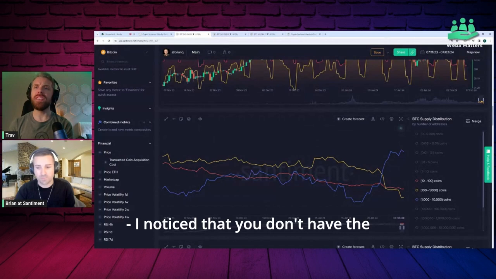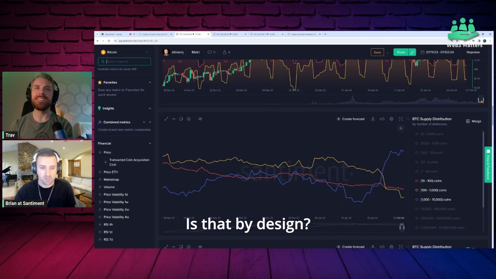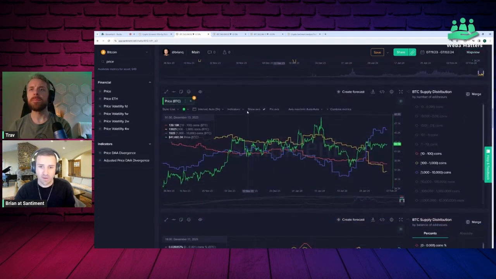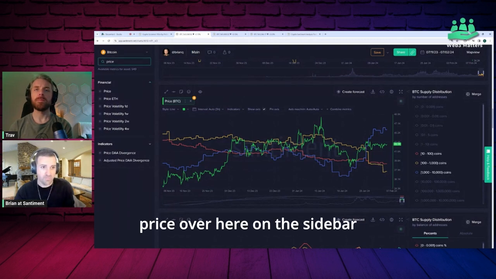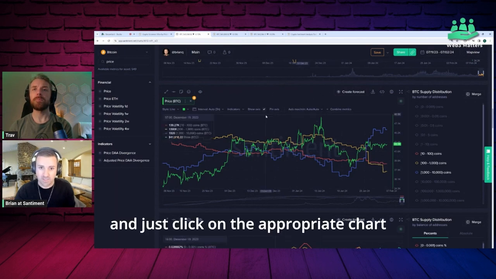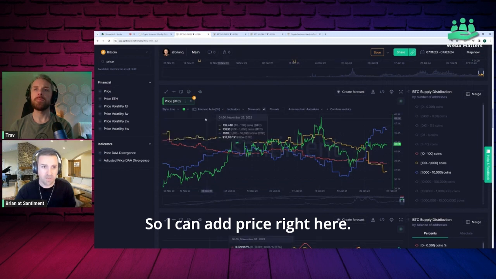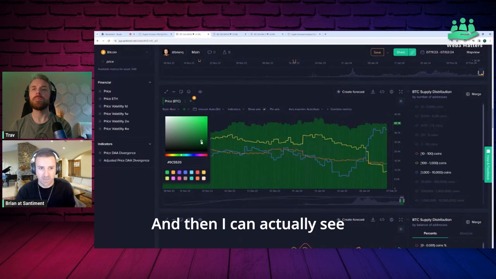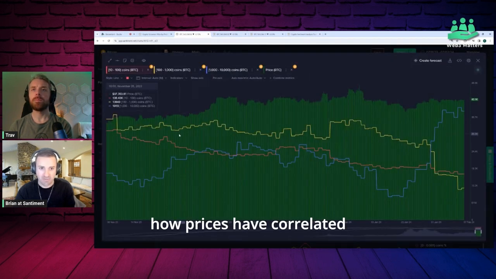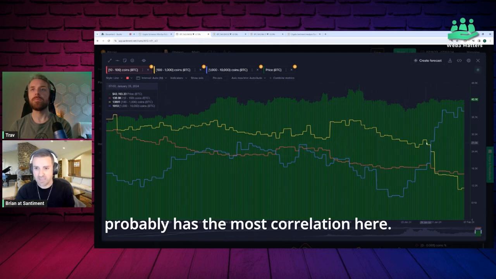I noticed that you don't have the Bitcoin price action on this chart as well. Is that by design? Yeah, it can simply be added. If you want to do a direct correlation with price, you can simply click on price over here on the sidebar, or you can add any metric you want to the chart and just click on the appropriate chart and it'll be included. So I can add price right here. I can change it to bars or something, make it a bit darker. And then I can actually see how prices have correlated over time. And it appears that the blue line probably has the most correlation here.